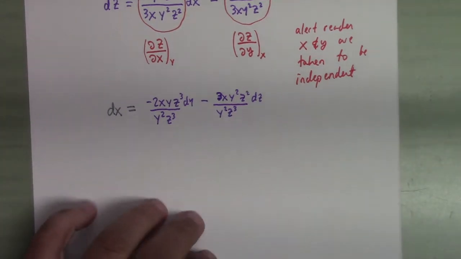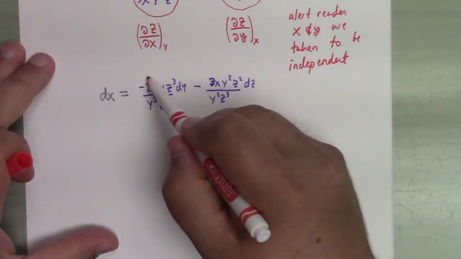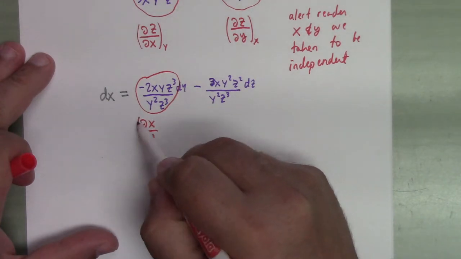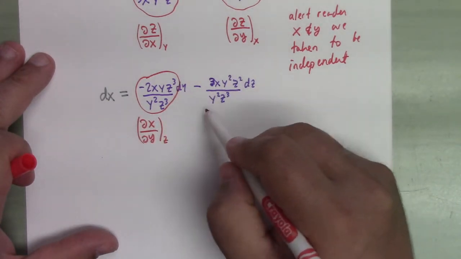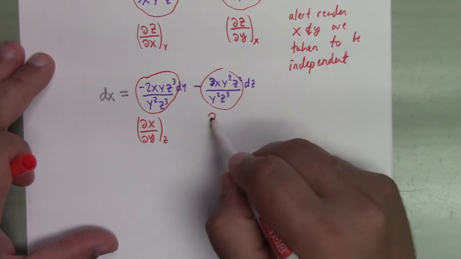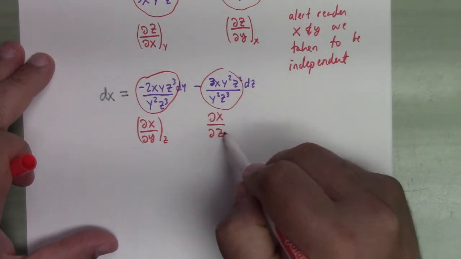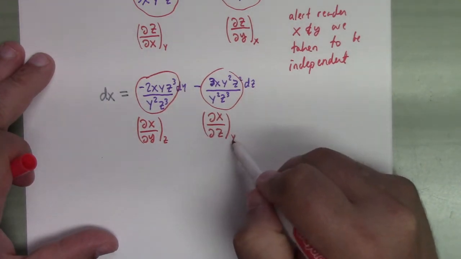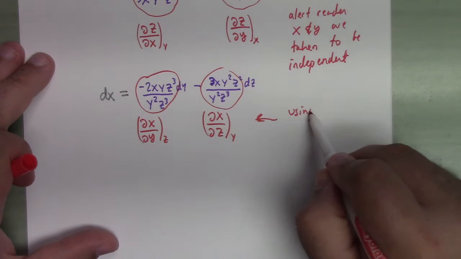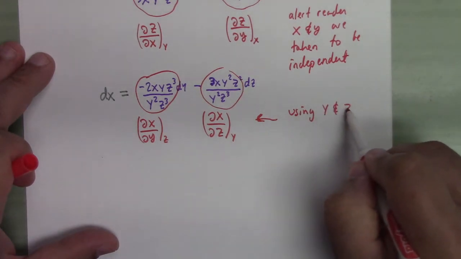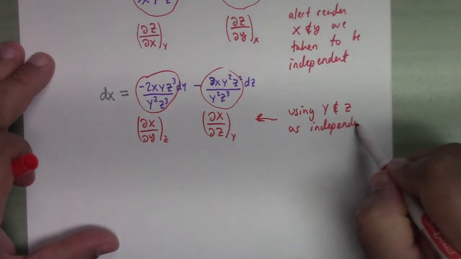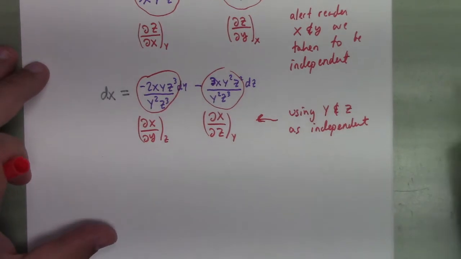And that tells me what the partial derivative is. So that tells me partial x, partial y, I'm holding z fixed. And this one here, again including the minus, is partial x, partial z, and I'm holding y fixed. So if I write these kinds of expressions, I'm using y and z as independent, and I'm taking x as the dependent variable in that expression.